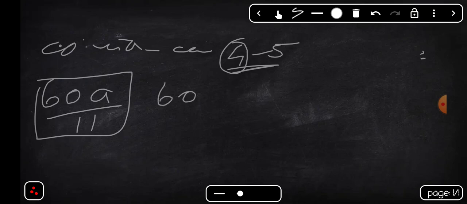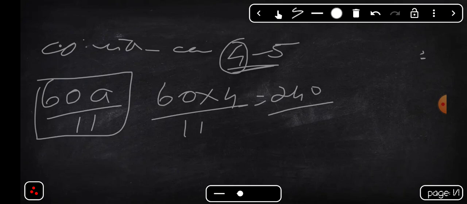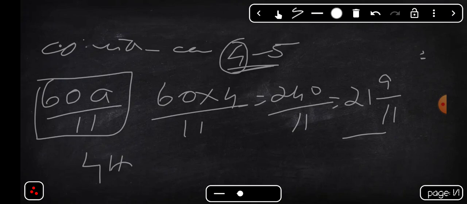That means 60 into 4 by 11, that means 240 by 11, that means 21 and 9 by 11. So after 4 hours, 21 and 9 by 11 minutes, the hour hand and minute hand both coincide with each other.